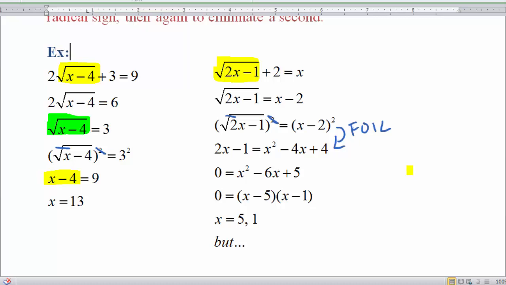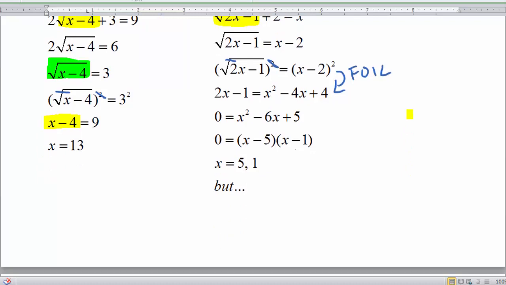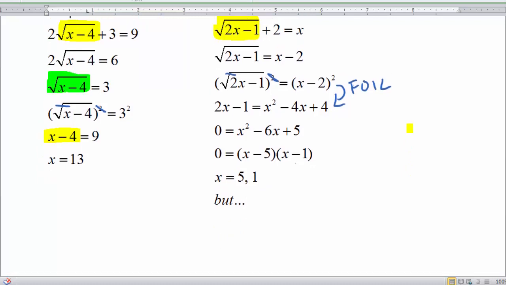Whereas the right-hand side, it's a quadratic, so you've got to set it equal to 0, and then you got to factor. All right, so I ended up with two solutions here, x equals 5 and x equals 1. But, that's why I wrote the word but there.